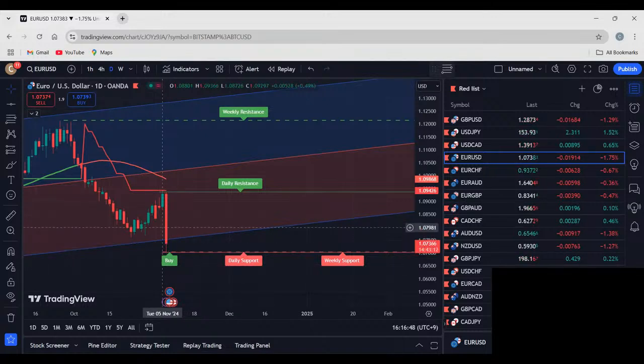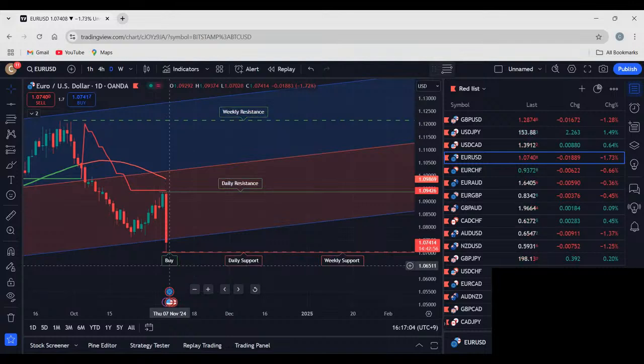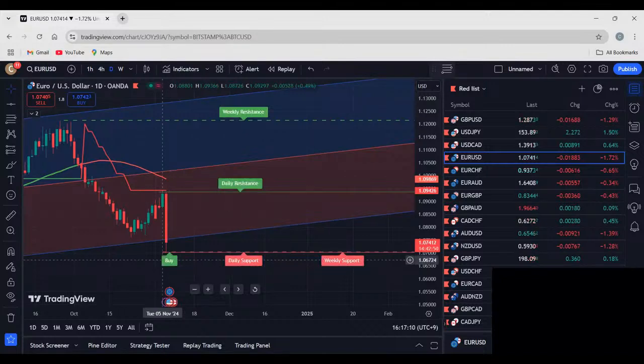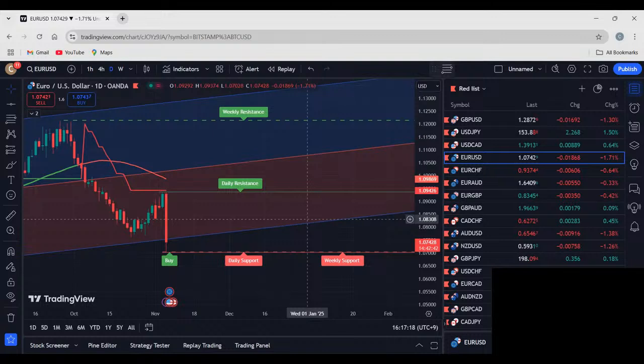Many times when I was testing this script, I found out that price bypasses the label entry. So I came to realize that price respects the second candle that closes above the candle that touches this daily support and weekly support. Daily resistance and daily support levels or lines, whatever you might call it.